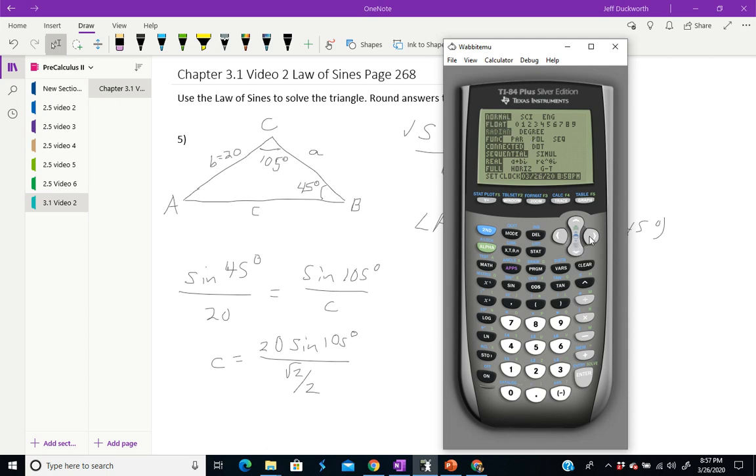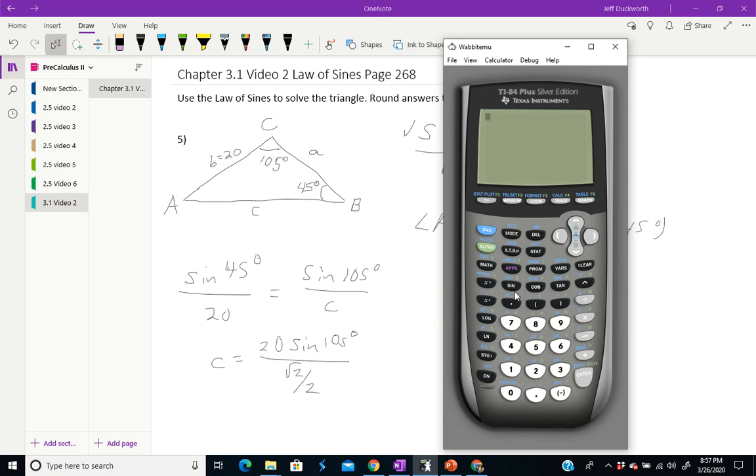So I'm going to arrow down, arrow to the right, and hit enter to highlight degree, and then I'm going to quit out. So second and mode will quit out of that. So now I should be calculating correctly. So you have to make sure that whatever calculator you're using is set to degrees if it's in degrees, or radians if it's radians. And again, I solved for sine of 45 degrees using the unit circle. All right, so sine of 105.